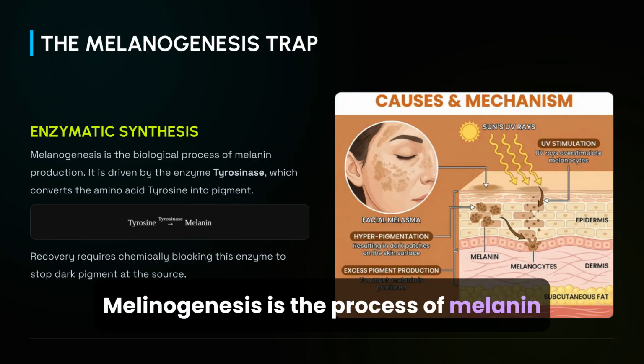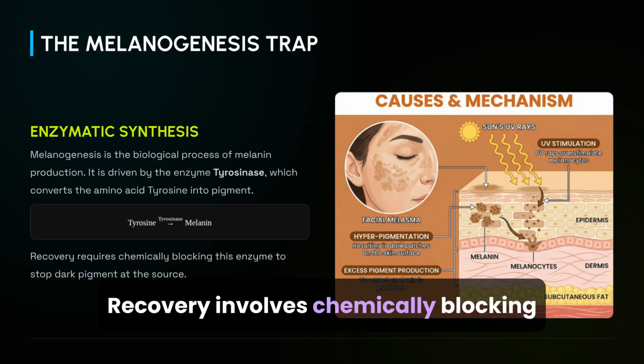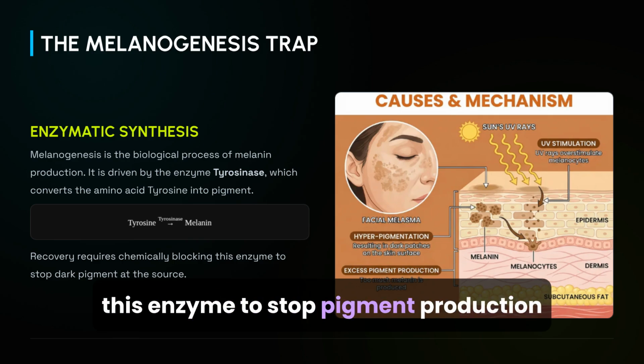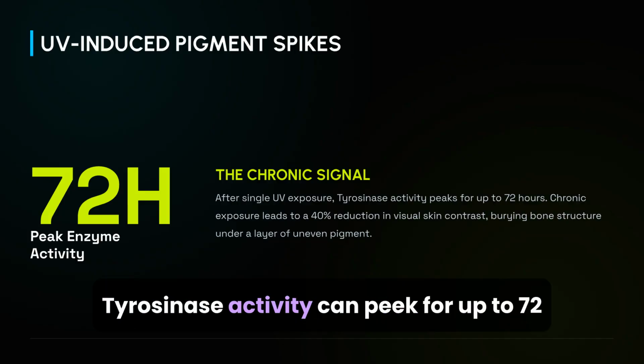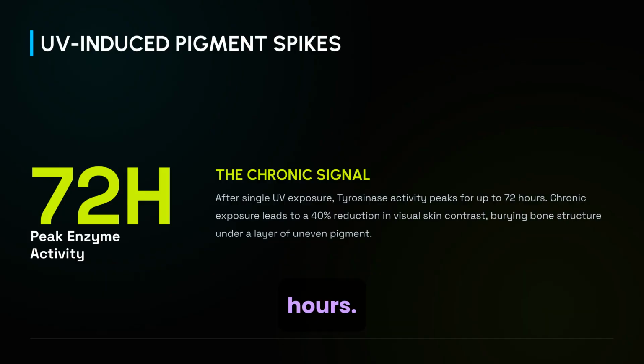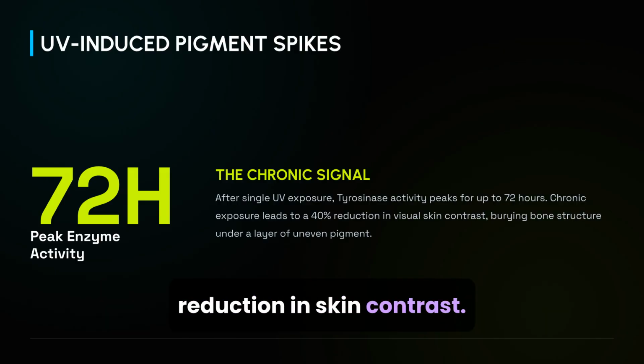Melanogenesis is the process of melanin production driven by the enzyme tyrosinase. Recovery involves chemically blocking this enzyme to stop pigment production at its source. Be aware that after UV exposure, tyrosinase activity can peak for up to 72 hours. Chronic exposure leads to a significant reduction in skin contrast.